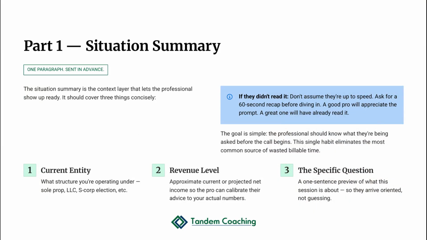Part 1 is the situation summary. 1 paragraph, sent in advance. Current entity. Revenue level. The specific question this session is about. The paragraph sits at the top of the prep document and goes to the pro before the call. The pro should read this before the call and know what they're being asked. They're supposed to arrive ready to engage on the question, rather than ready to reestablish your context from scratch.